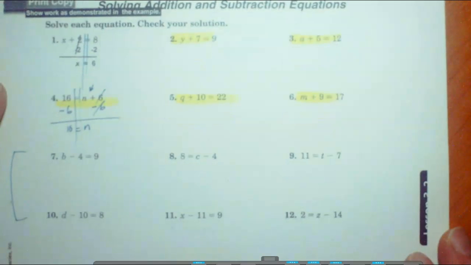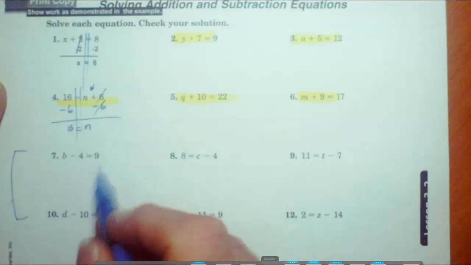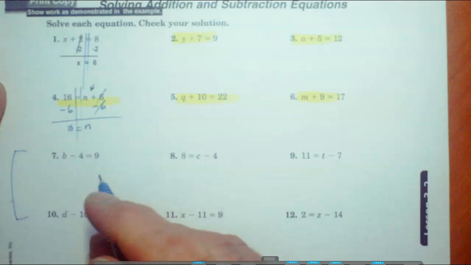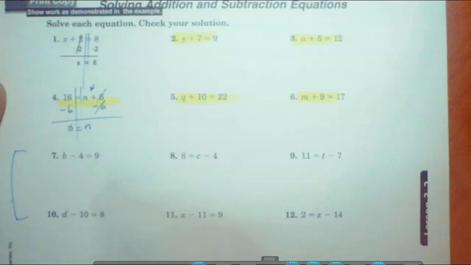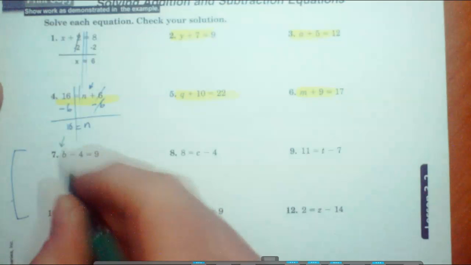So let's start off with number 7 here. B minus 4 equals 9. Now I know you know the answer, but we're using simple problems so you understand this process here. I'll use a different color. So in order to get B by itself, to isolate it, we'll have to get rid of the 4.